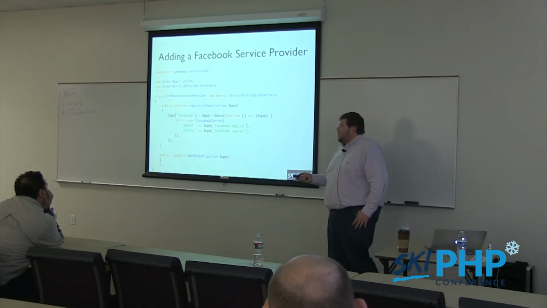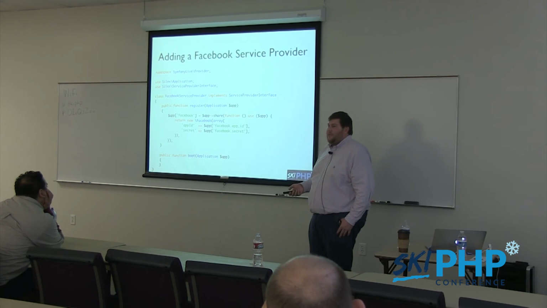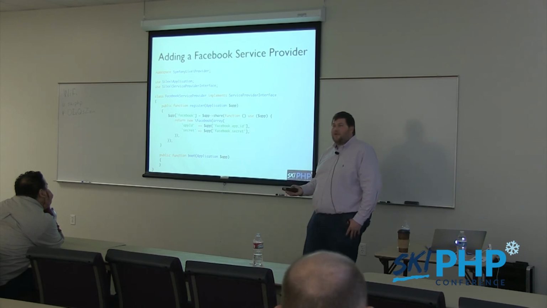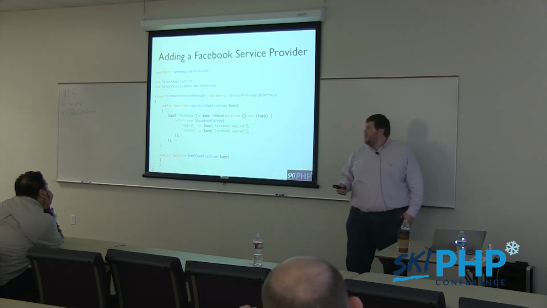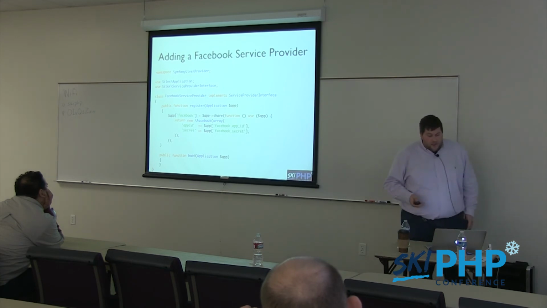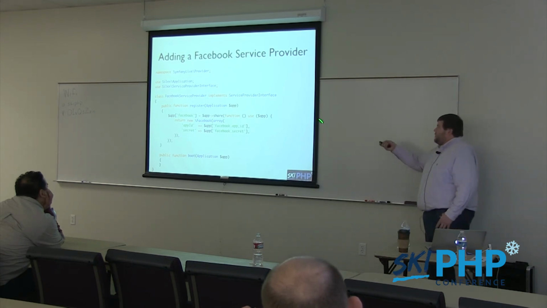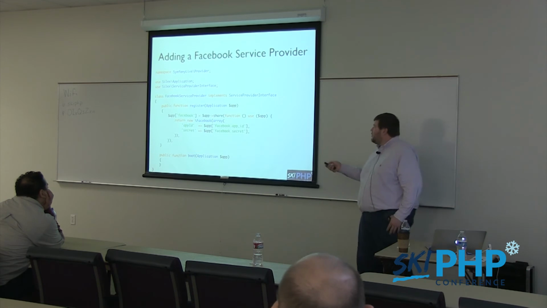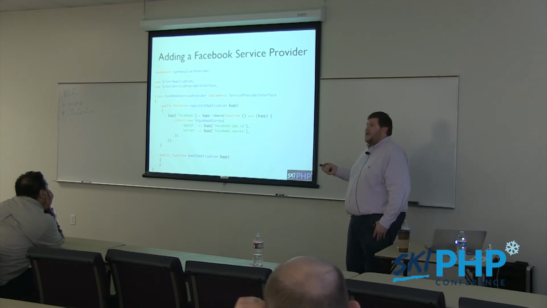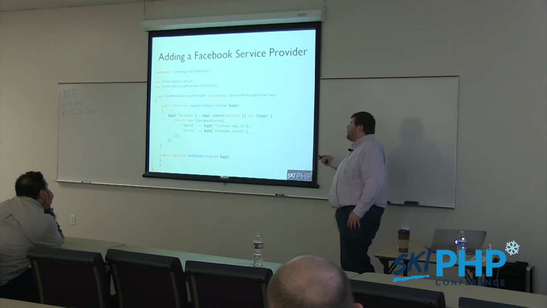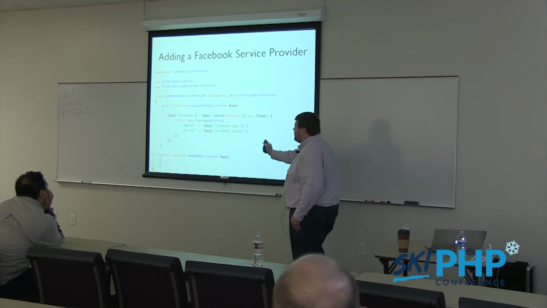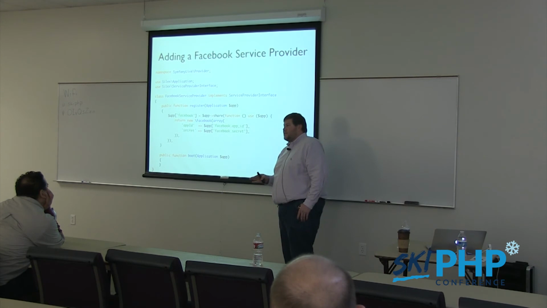Now, if I wanted to share this, publish this on GitHub and make this available as a Facebook service provider, all we have to do is wrap this in a class and show how to register it. So it's the same idea. We're going to create a namespace for our provider, and we're going to use the service provider interface. And all we're going to do is implement the service provider interface and create the Facebook service provider. But the code's almost the exact same.